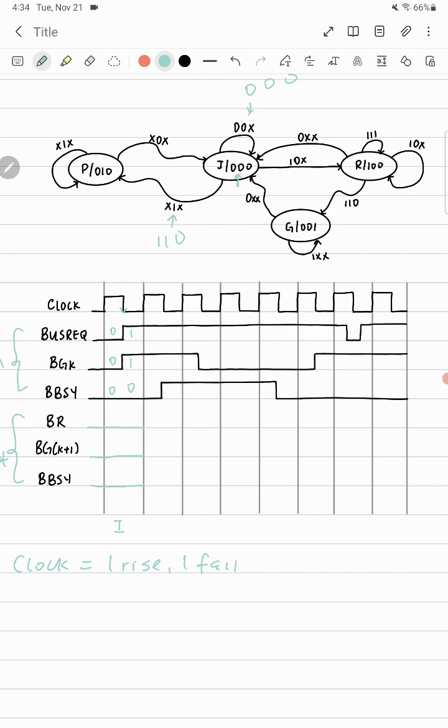Let's move to the second one. The second one has, the first edge is 1, 1, 0. The second one is 1, 1, 1. So remember, we are still in our idle state.